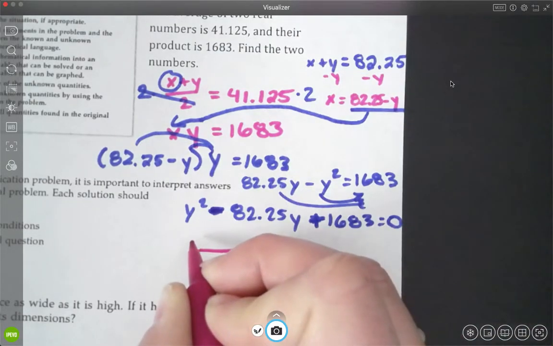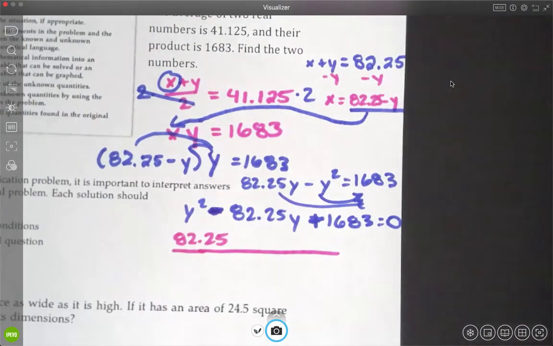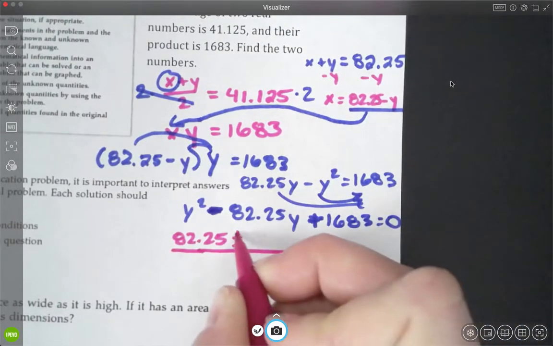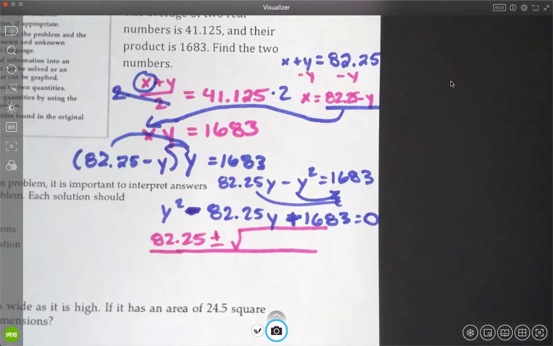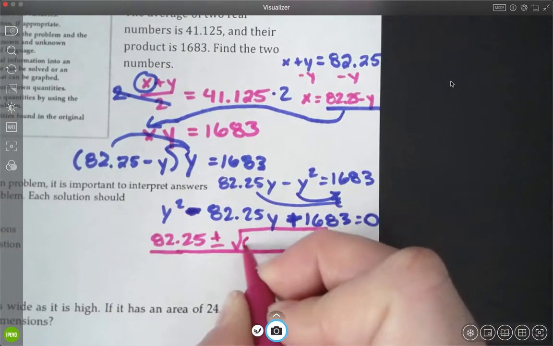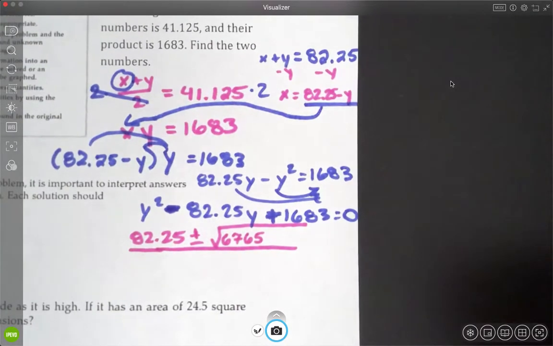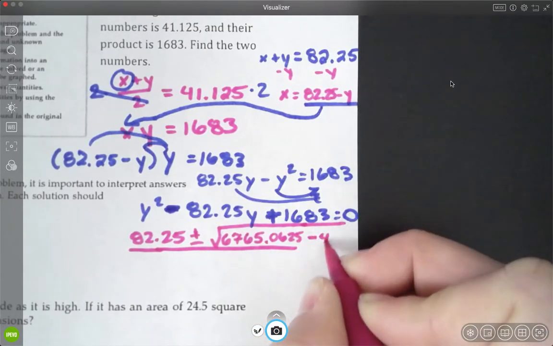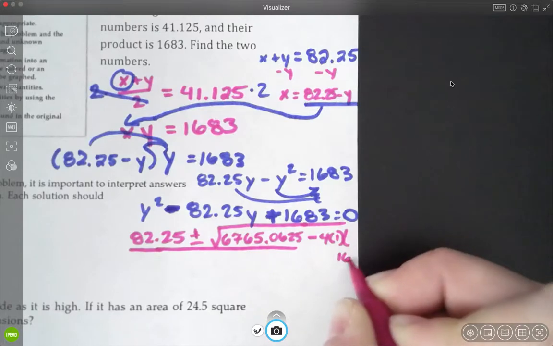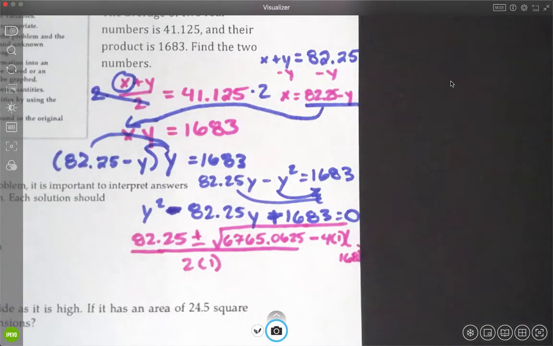So, negative b is 82.25. Since it's already negative, it makes it positive, right? Plus and minus, okay? The square root of b squared. What's 82.25 squared? 6,765.0625. Sure. Minus 4 times a, which is 1, times c, which is 1683. All over 2 times a, which is 1. That's nice. It's 2. Okay?